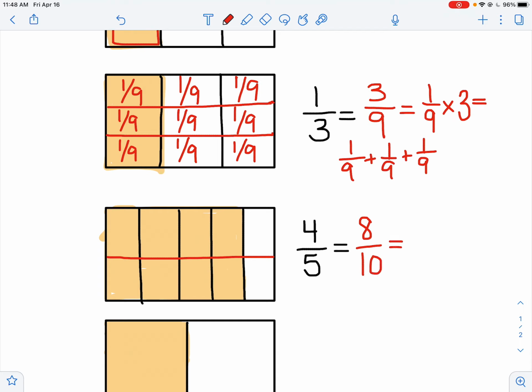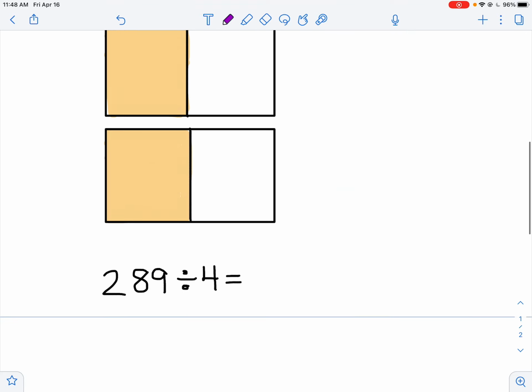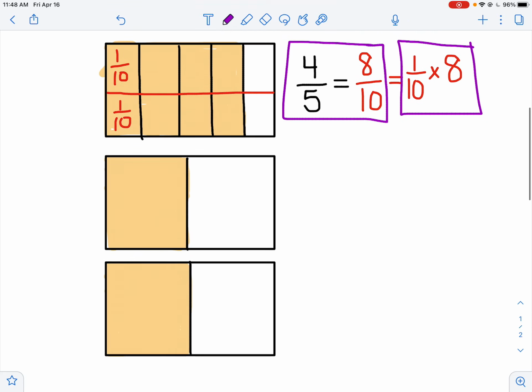I could also write this as 1/10 times 8 if I wanted to, right? Because each one of these is worth 1/10 now because I made it into a smaller fractional unit. Okay, and this is how I would write my equivalent fraction right here. This is an equivalent fraction. If you want to also show me the multiplication sentence to match, fantastic. It's not required, but it's awesome that you could show me how to do that, right? All right. So I'm just going to scroll down, we'll keep going with this for a minute.